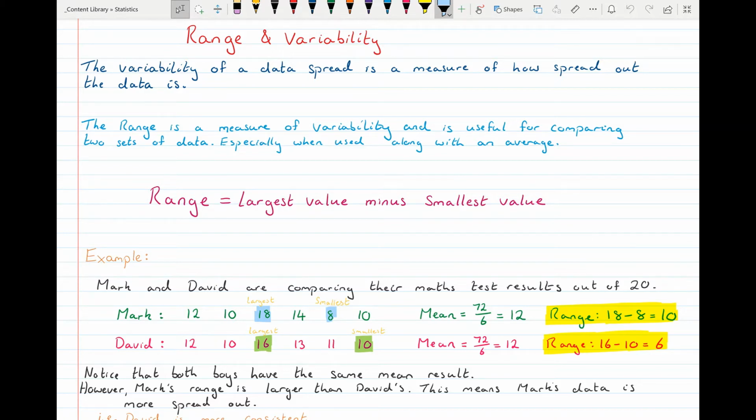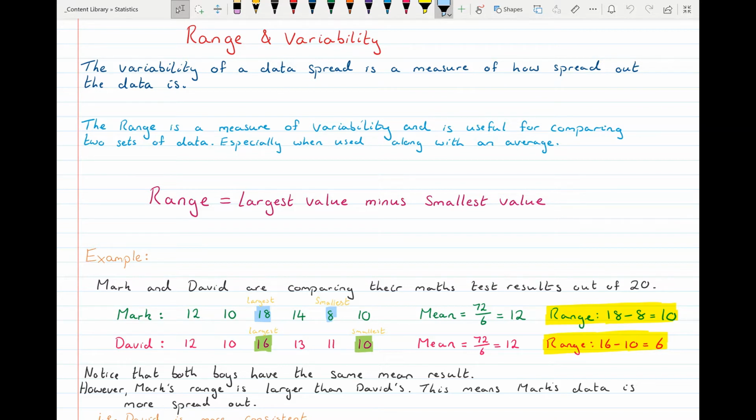And now range and variability are focused on the spread of the data. Are all the numbers clumped very close together around the centre, or are they more spread out over a range? The variability of a data set is a measure of how spread out the data is. The range is a measure of variability and is useful for comparing two sets of data. We usually use the range alongside one of the averages, mean, mode, or median. So those two together will be a very good way of describing a piece of data.